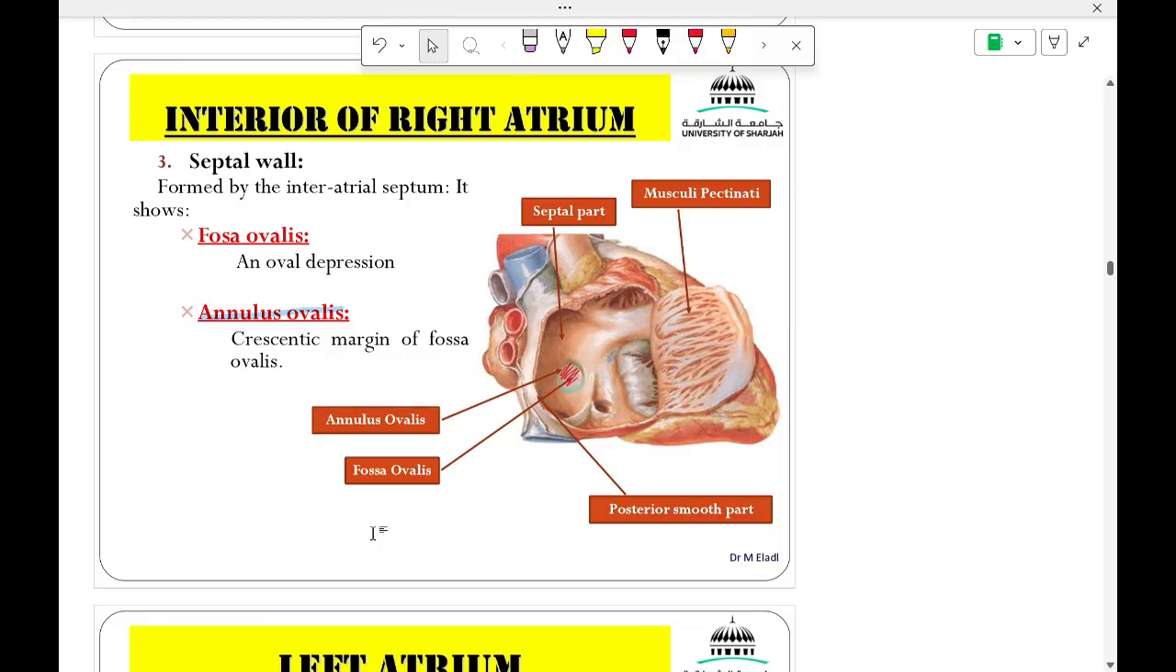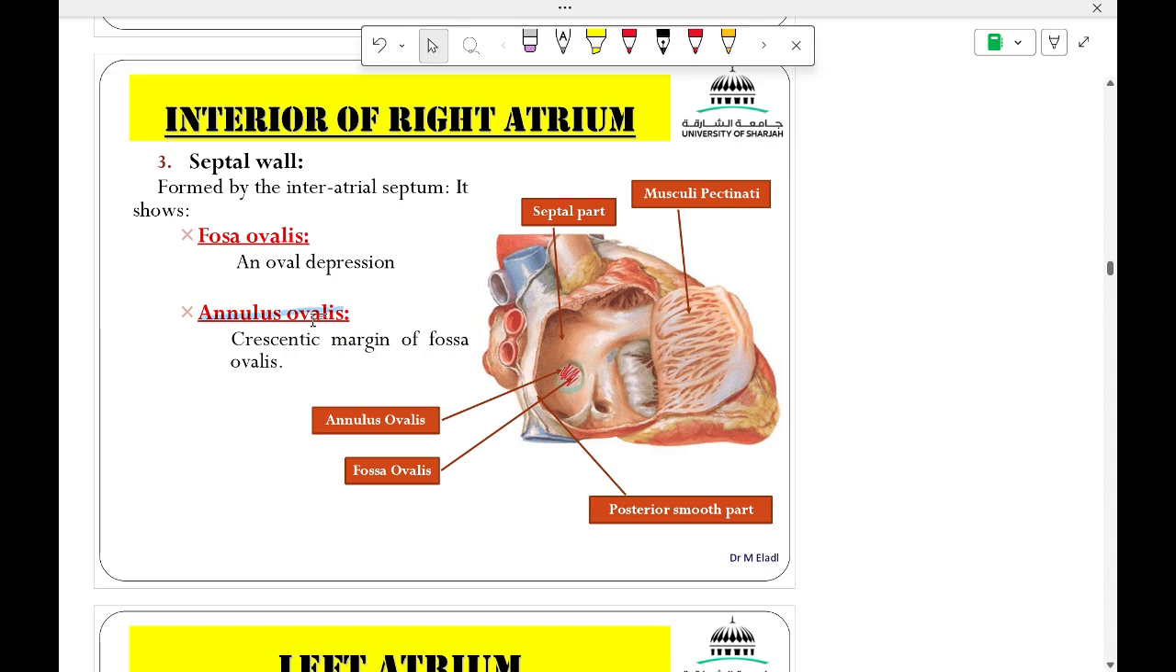Okay, now the interior of the right atrium, we should also appreciate the septal wall. The septal wall is essentially the interatrial septum, or basically the wall that's going to separate the two atria. There we can see the fossa ovalis and the annulus ovalis. Fossa ovalis is essentially just a remnant of a structure that used to be present in the embryonic development, which essentially was the foramen ovale.